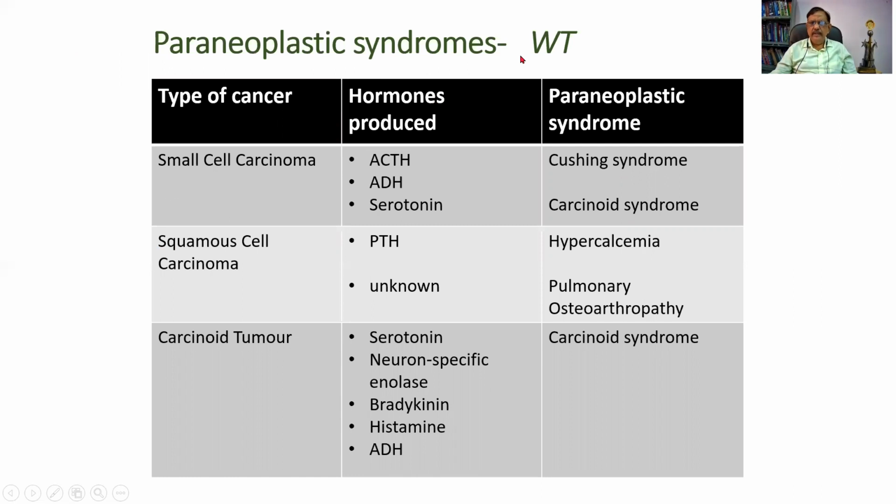Paraneoplastic syndrome. This itself is a question for you in general pathology, and I would emphasize that reading this particular tabular column will help us answer the questions both in general pathology as well as in systemic pathology. So these are the tumors, these are the hormones which are being produced, and this is the syndrome that is associated with it. Please go through this tabular column. I am not going into the details as such. Please memorize this one.